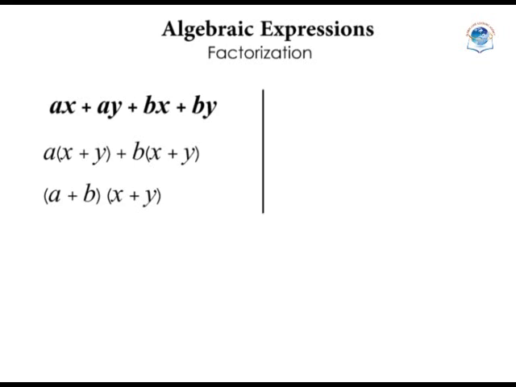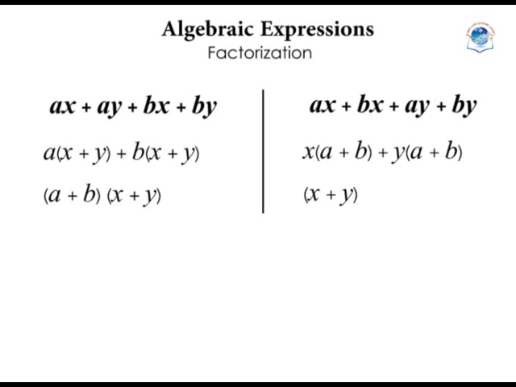Even if we wanted to factorize out x and y instead of a and b, so that we rearrange our expression to be ax plus bx plus ay plus by. The first two terms, x is common, so we have x into a plus b. The next two terms, y is common, plus y into a plus b. And therefore we shall have x plus y times a plus b.